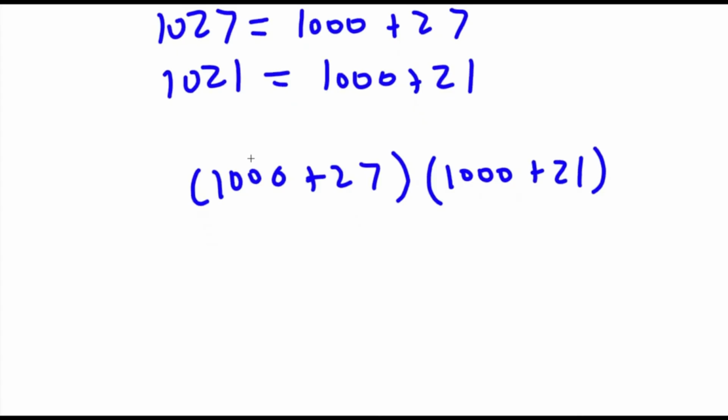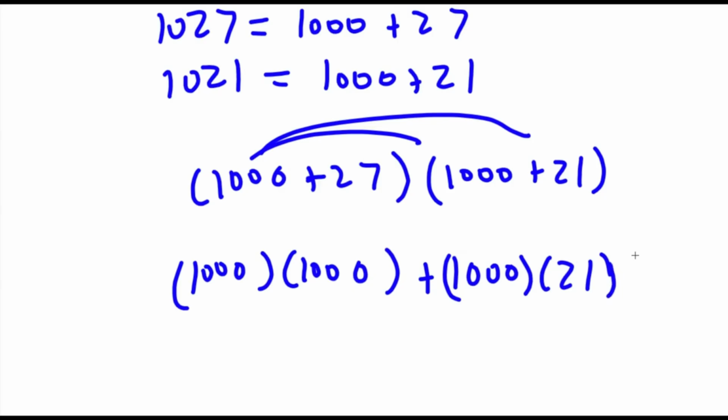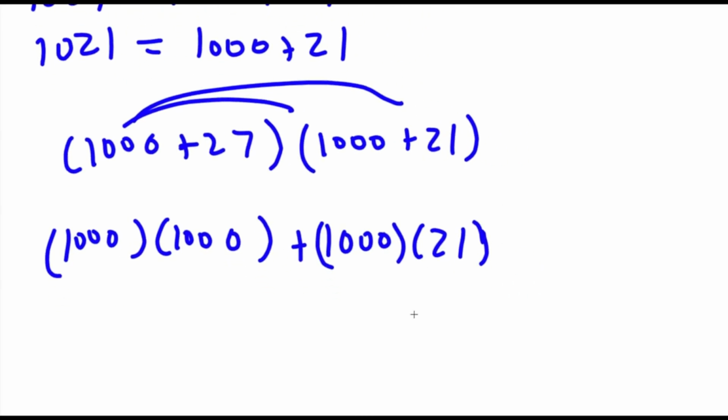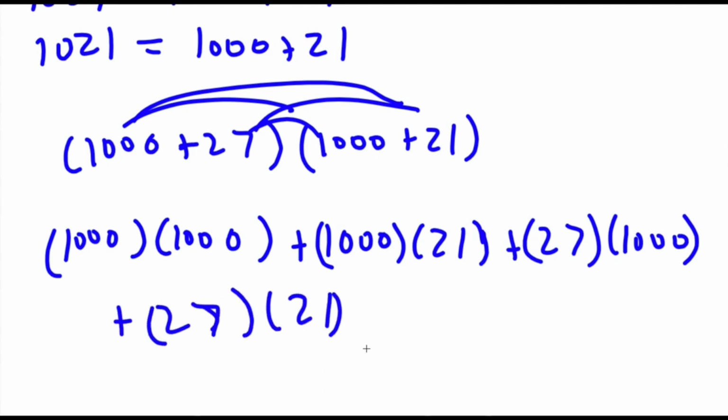Now to solve this, I have to first distribute, so let me distribute the 1000s. So I have 1000 times 1000 plus 1000 times 21. Now I have this plus, now I'm going to distribute the 27: 27 times 1000 plus 27 times 21.